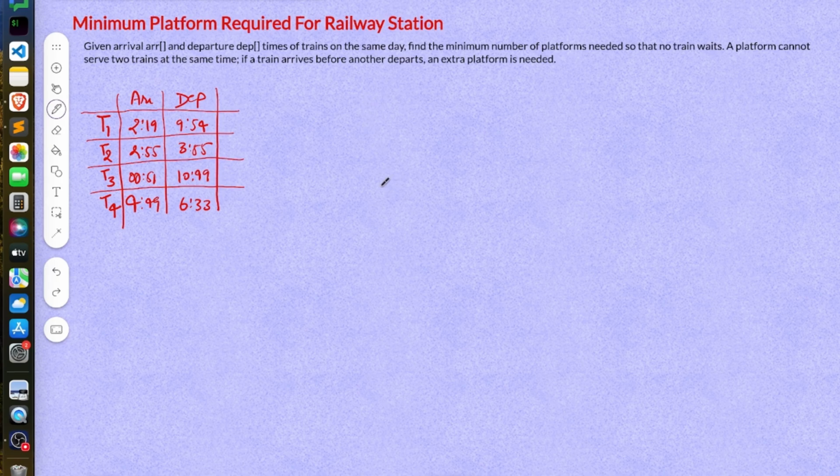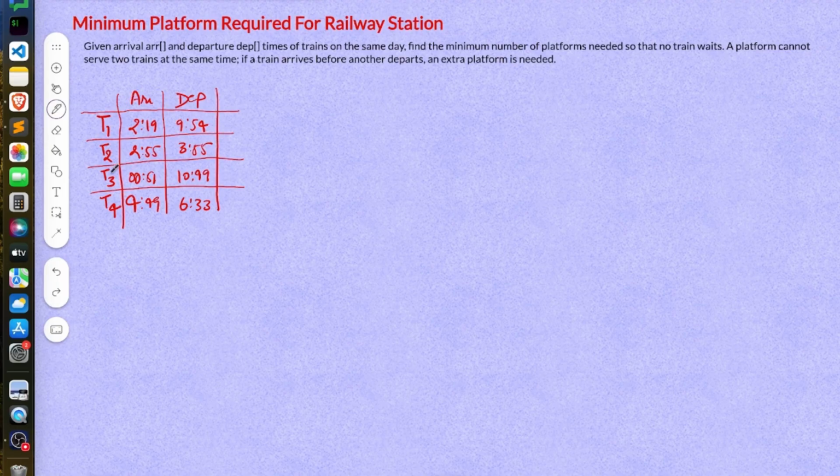So at the same time, let's say you have two trains, right? So you would be having two different platforms for that. And alternatively, we can also say if a train arrives before another departs, one extra platform is required, right? Both statements are exactly the same. So let's try to understand through one example.